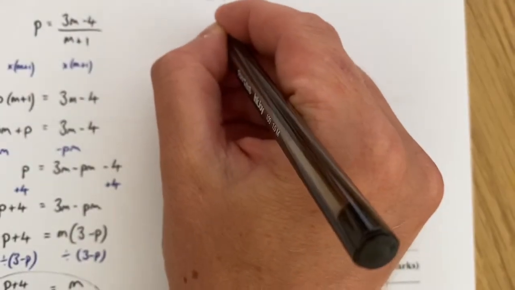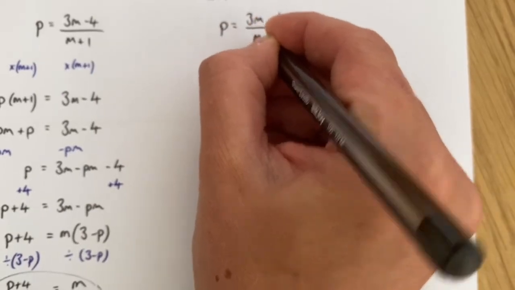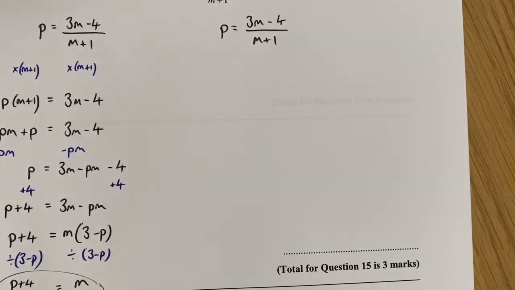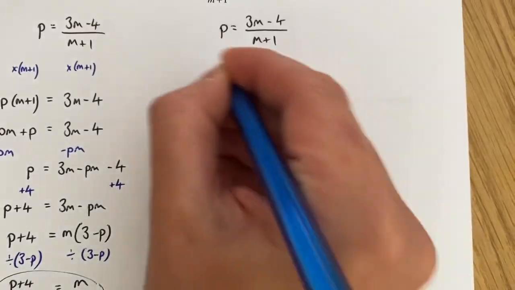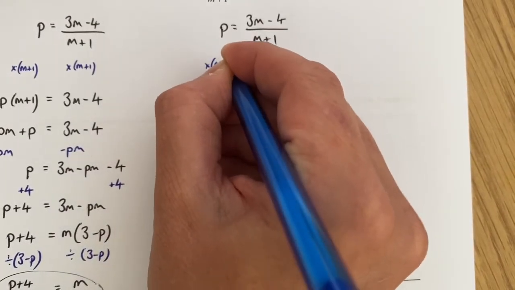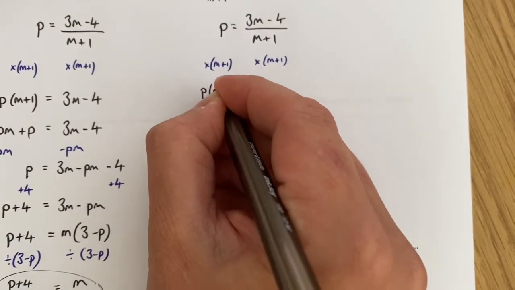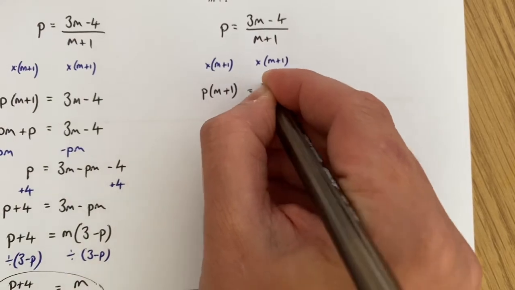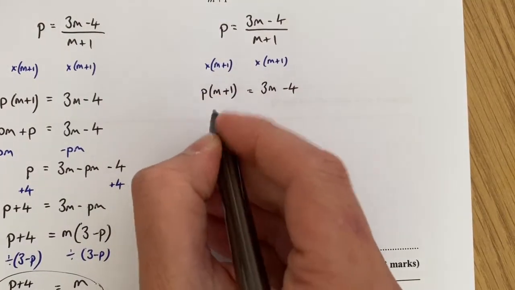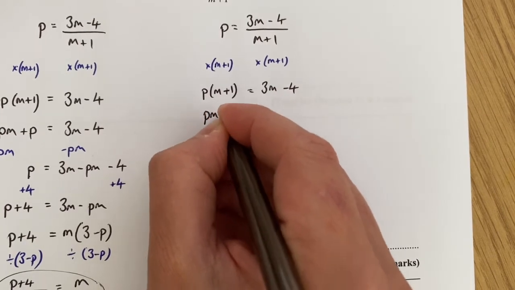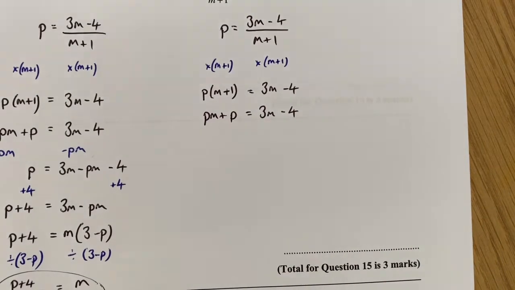I've got my p equals 3m minus 4 over m plus 1. I'm going to do exactly the same and still need to remove this fraction, same as I did in the first step previously. I'd get p lots of m plus 1 equals 3m minus 4. I'm then going to multiply out this bracket, exactly the same, pm plus p equals 3m minus 4.